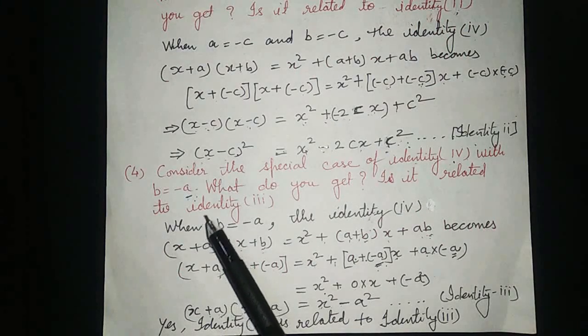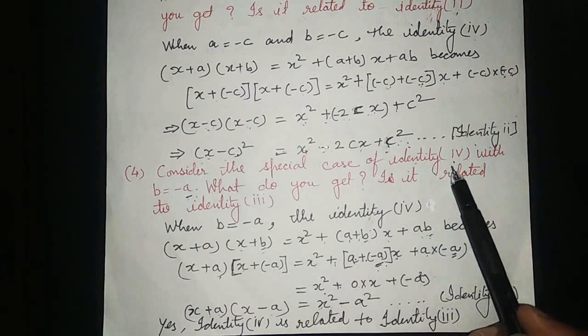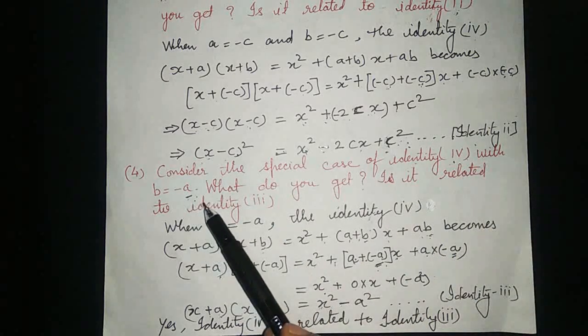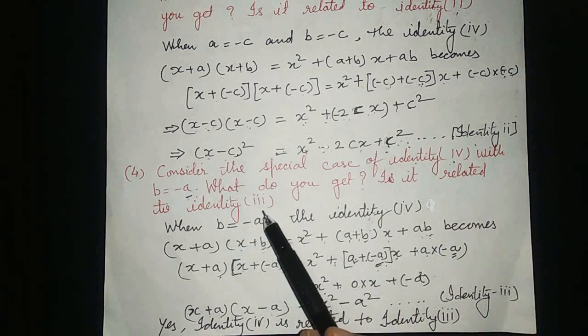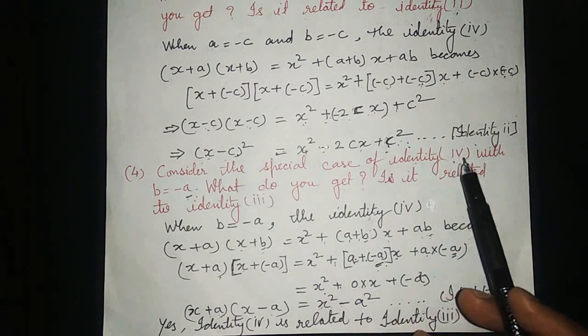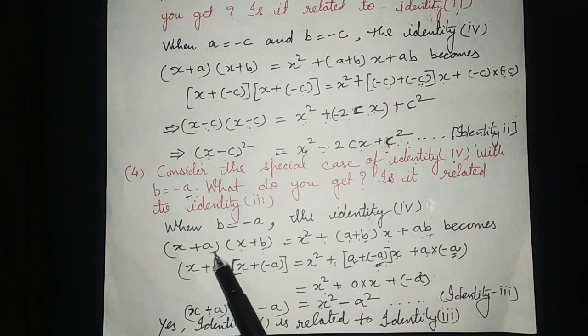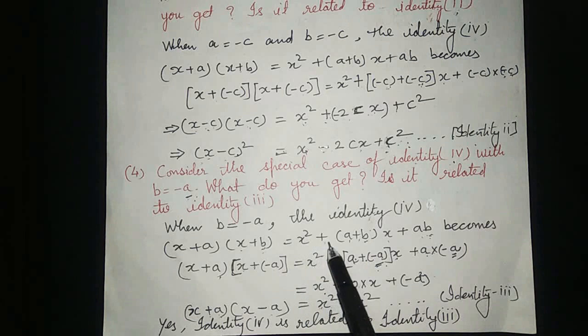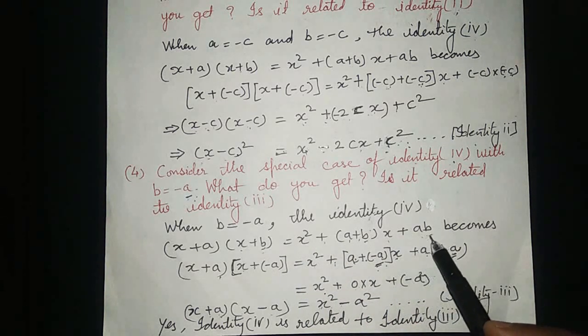Now see the question number 4. Consider the special case of identity fourth with b is equals to minus a. What do you get? Is it related to identity third? Here in this question also you will use the identity fourth. Identity fourth is x plus a into x plus b is equals to x square plus a plus b whole multiplied by x plus ab.